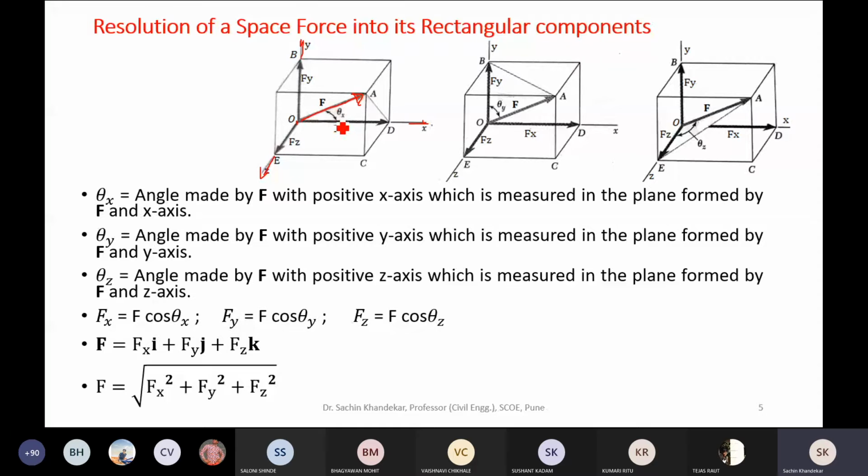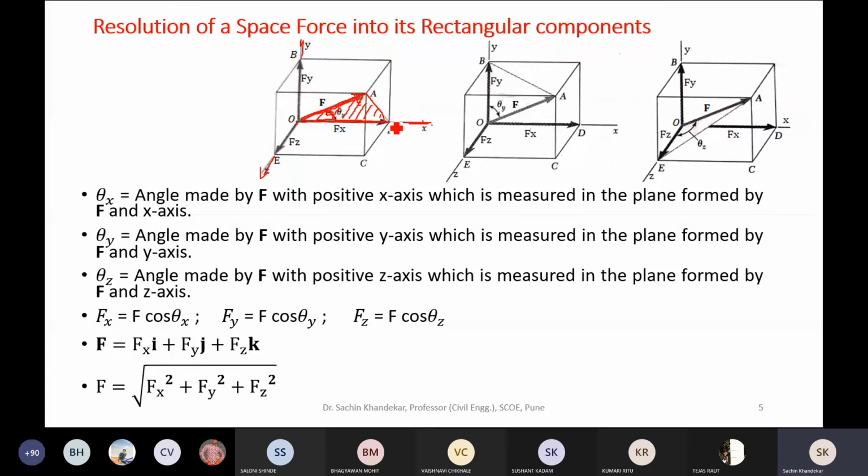Let theta x be the angle made by this F with respect to the positive x-axis. Now, theta x is measured in which plane? The plane formed by this F and the positive x-axis. See here, this is that plane. Please note that this is neither a vertical plane nor a horizontal plane. It is an inclined plane. And what is that plane? That plane is OAD. So this is that particular plane, which is the inclined one.